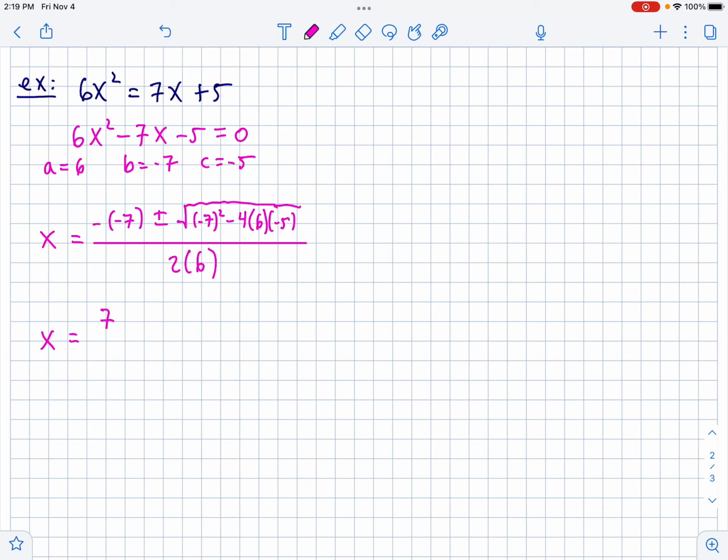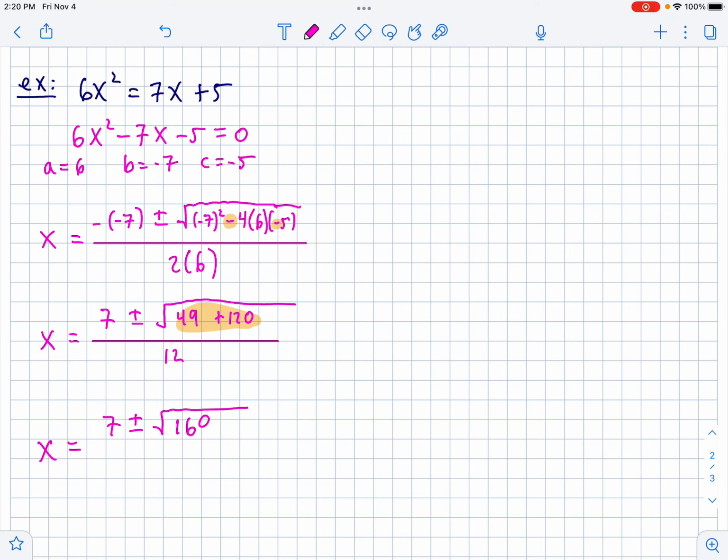Now let's start simplifying. So negative 7 is positive 7. Negative 7 squared is 49. Then I see inside this parenthesis here, there's a negative here and a negative here, so those will become a positive. So 4 times 6 times 5. I think that's 120. And this is all over 12. Now I'll simplify inside the square root.